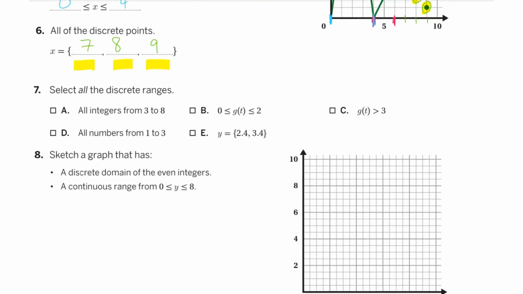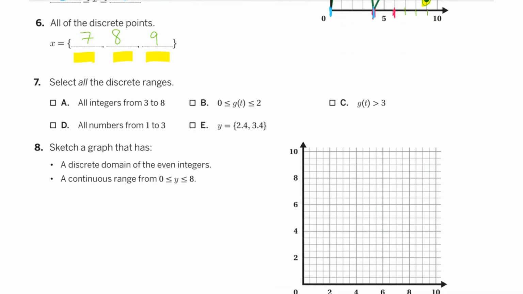Number 7, we are asked to select all the discrete ranges. And so when I'm doing this, remember discrete means like very distinct points. That doesn't include every value. So when I talk about A here, it says all integers from 3 to 8. So that's not a discrete range. That includes, those are integers. So it actually is a discrete range because we are talking about just the whole numbers. We are not including those decimal or fraction answers here. So I would say that, yes, this is a discrete range, specifically because of this word integers here that I missed at first.